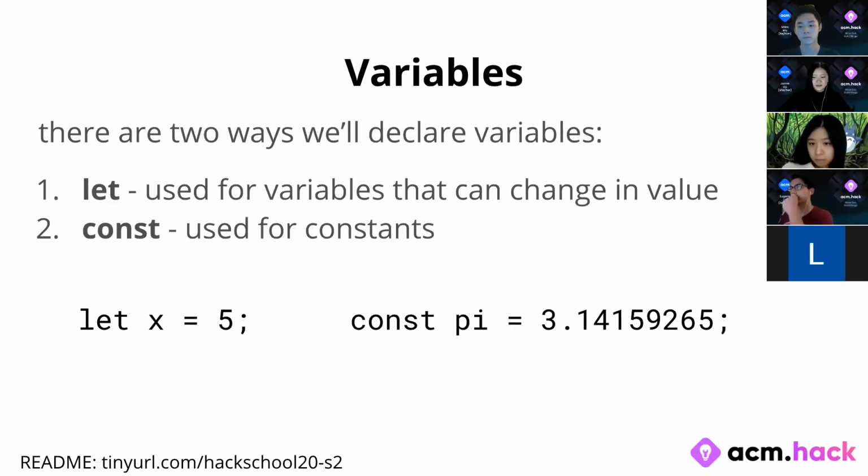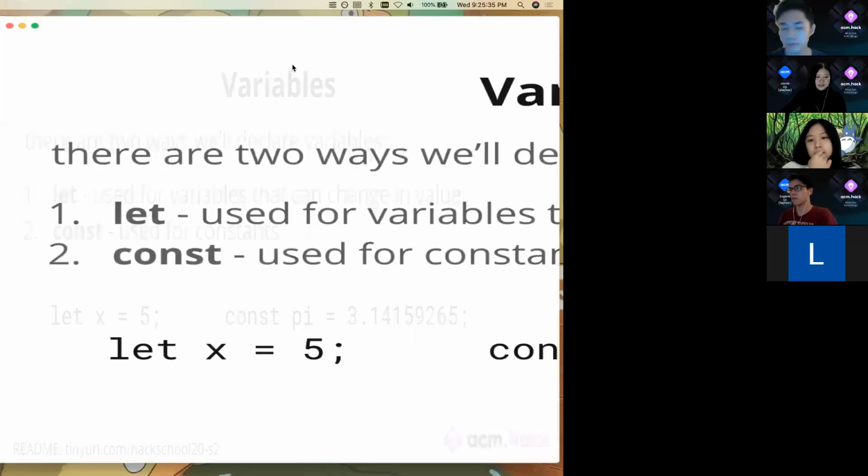So there are two ways that we can use to declare a variable. One is let and the other is const. So let's talk about let first. You can see I have this little example at the bottom that says let x equals 5. Now what is this really doing?